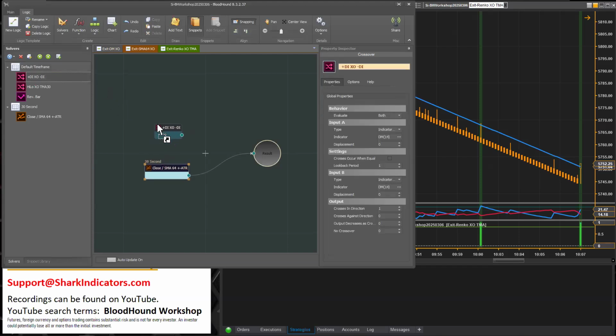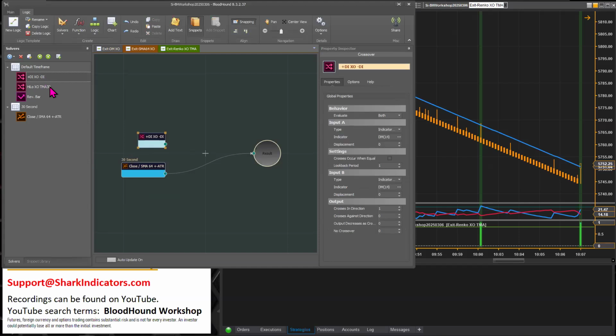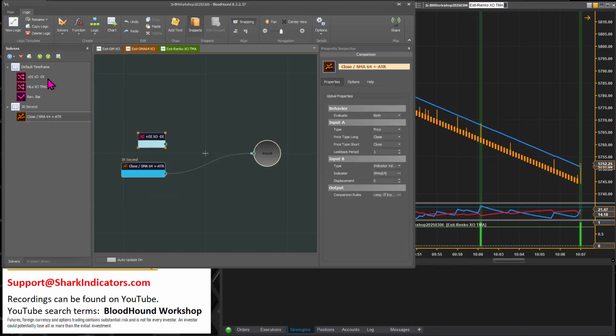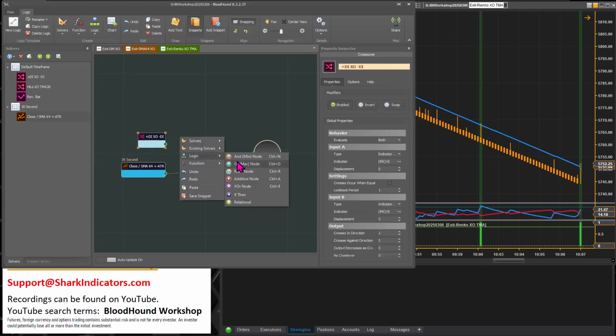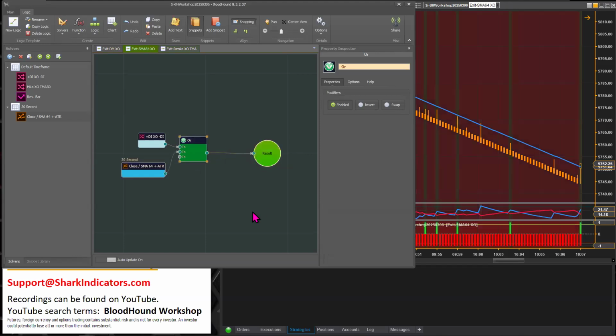But the actual answer to your question here is I'll just demonstrate. Let's drag this one over here. These are the two solvers here for those exit signals, and you would use an OR node like so.